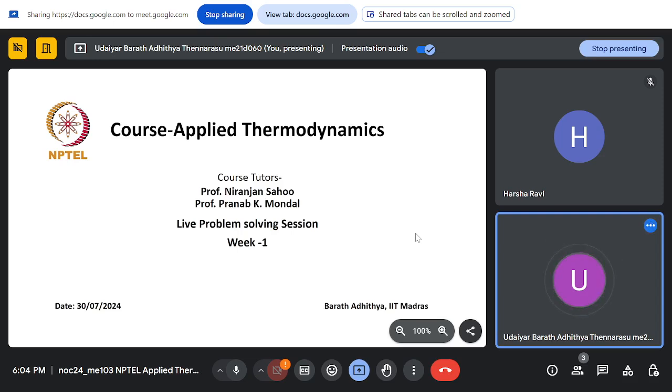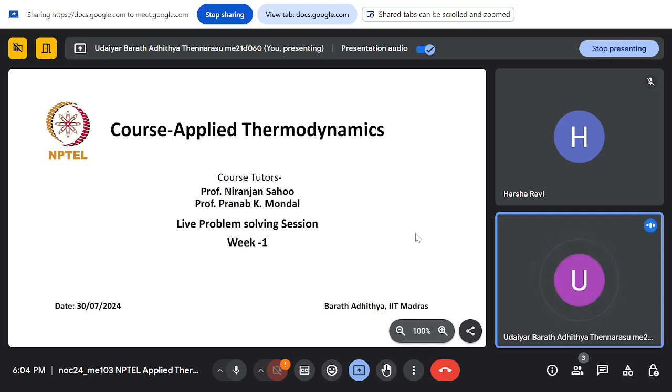Then you come to the first law. The first law says your energy is constant. There is only transfer of energy, and that energy will remain constant. For two states, when you have a process, the net heat transfer minus the net work transfer will give you the change in the internal energy of the system. This is defined by the first law.